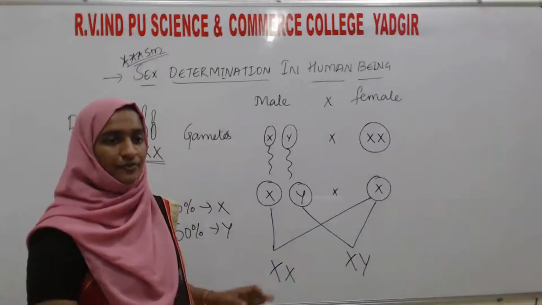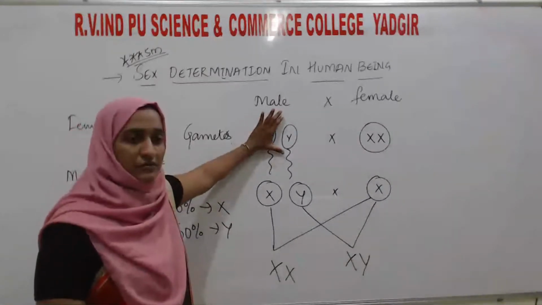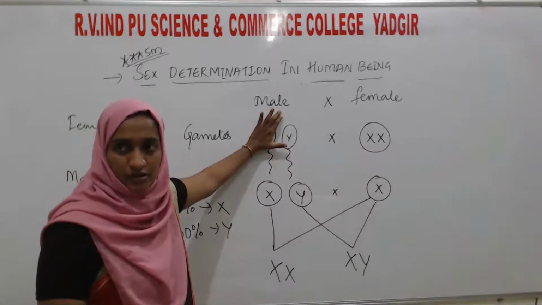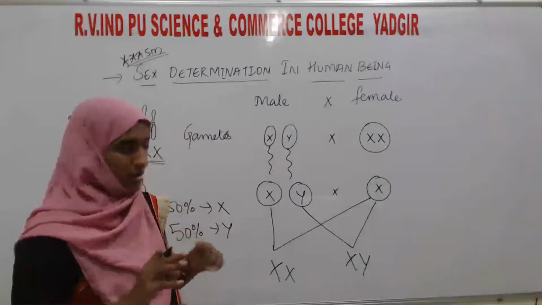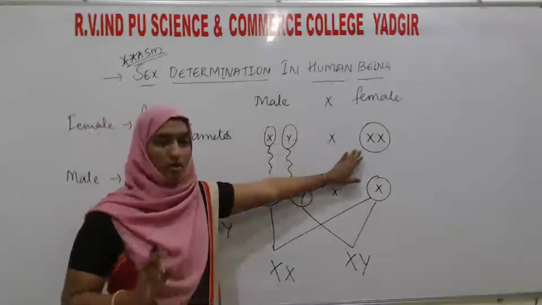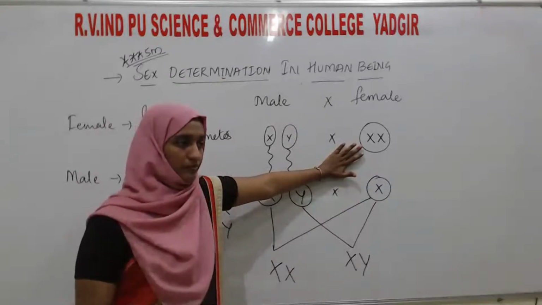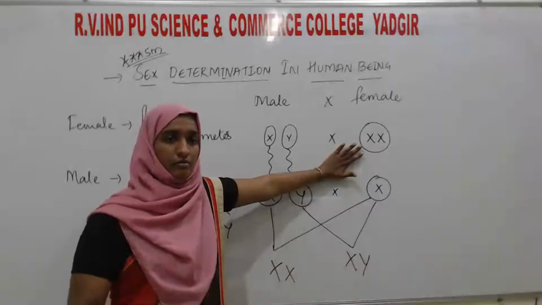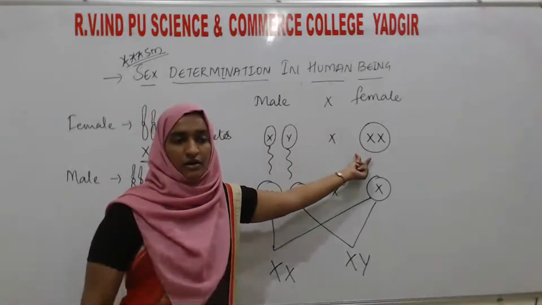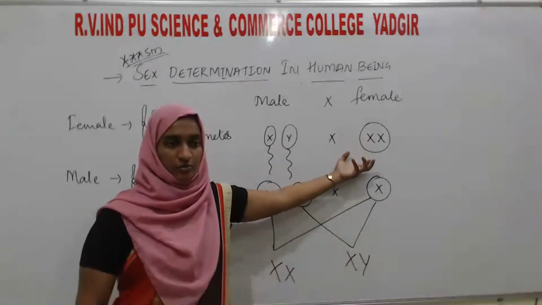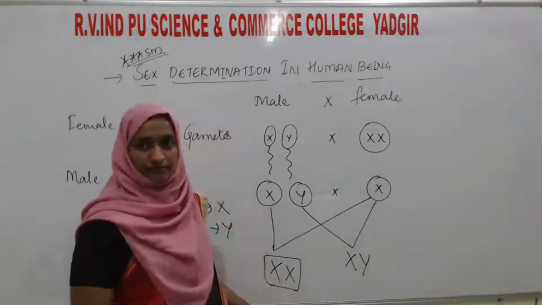Once again, 50% of sperms will carry the X chromosome and the remaining 50% will carry the Y chromosome. In the ova there will always be an X chromosome. There will be no Y chromosome. The ova is one, but sperms will be many in number. If an X type of sperm fuses with the ova containing X, it will form an XX type of zygote.